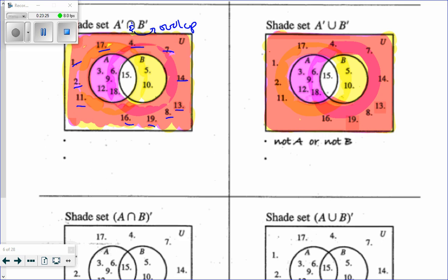So this is union. So this is or. So essentially, if it's got a color, it counts, right? One or the other or both colors. So what's the only number that I wouldn't include in my list? 15, right? 15 is the only number that doesn't have a color. So if it's got one color or two colors, it counts.